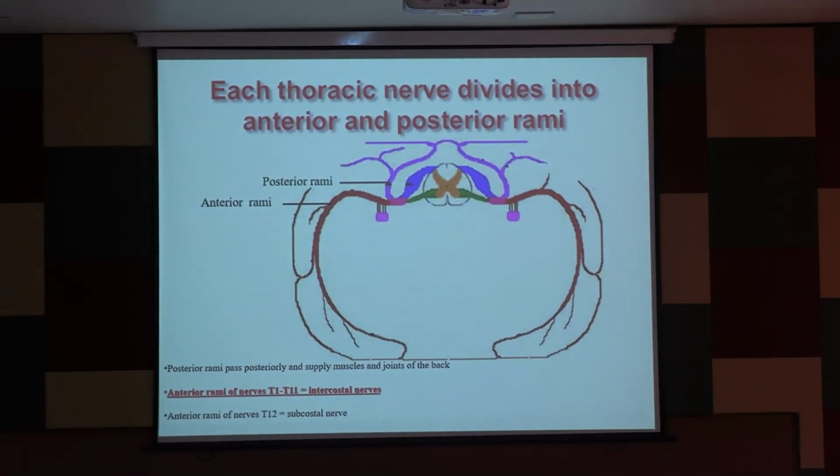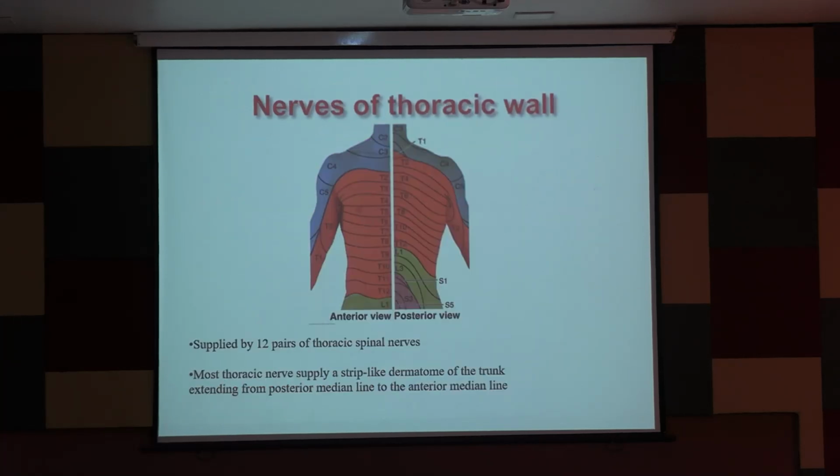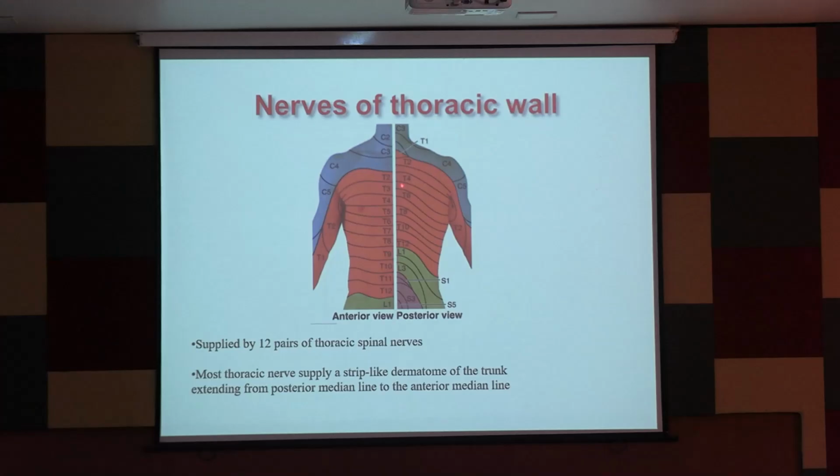What muscles are they going to supply? Intercostal muscles. What sensory supply are they going to provide? They are going to supply the skin. Which skin? The chest wall skin. Now this chest wall sensory supply comes here. This is how this particular spinal nerve supplies this part of the chest. This is how the sensory spinal nerve supplies the chest wall, making a strip-like pattern of tissue, which we call the dermatome pattern.